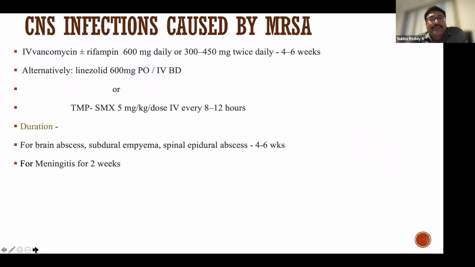For CNS infections caused by MRSA, we have to treat with IV vancomycin plus or minus rifampicin 600 milligrams daily for 4 to 6 weeks. Alternatively, we can use linezolid 600 milligrams IV twice daily, or trimethoprim-sulfamethoxazole 5 milligrams per kg per dose IV every 8 to 12 hours.